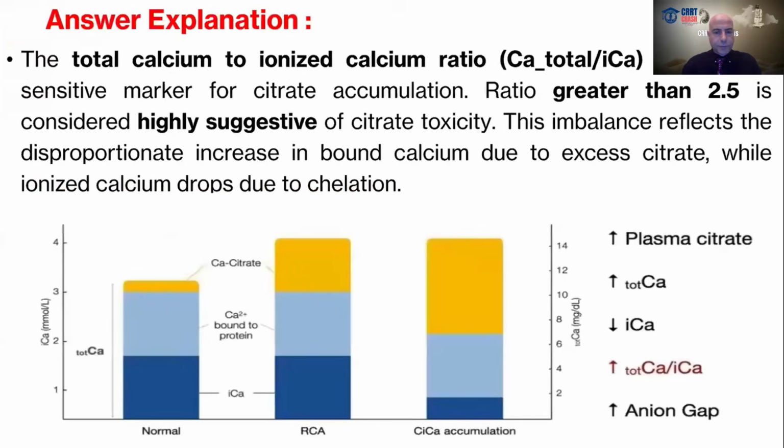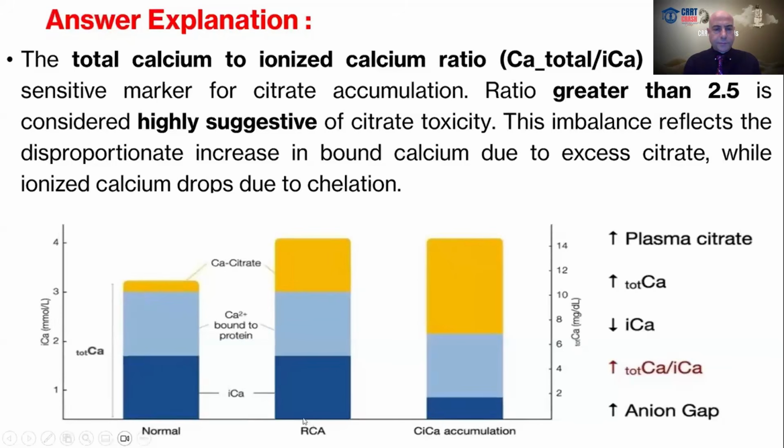The answer explanation is that the total calcium to ionized calcium ratio becomes a sensitive marker for citrate accumulation. A ratio greater than 2.5 is considered highly suggestive. This diagram answers our question very clearly. This is a normal patient without CRRT, without citrate. We have a small amount of calcium citrate in our blood, and this is all the total calcium. This portion is the calcium bound to protein, and this is the ionized calcium. So all three parts are considered the total calcium.